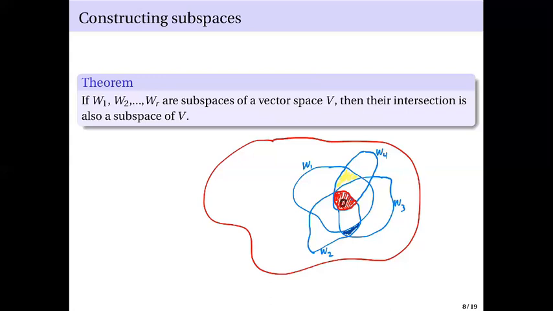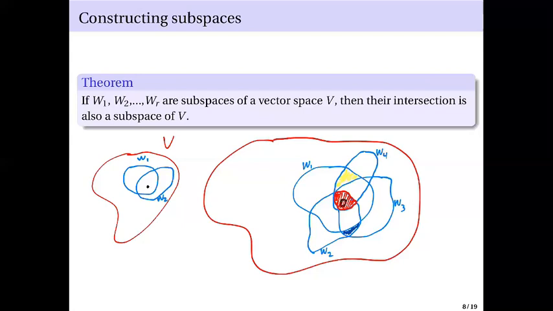Or let us look at another one. Suppose you have this. You have the vector space V here. You have the zero. This is your W1 and this is your W2. Your zero vector is somewhere here. This intersection here will be a subspace. Is that good?